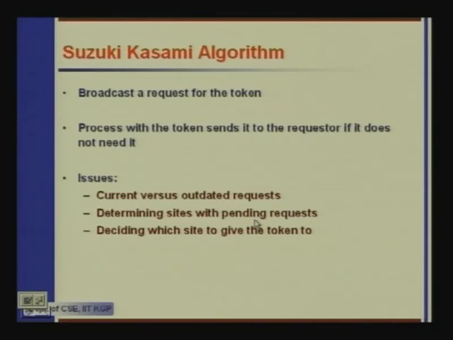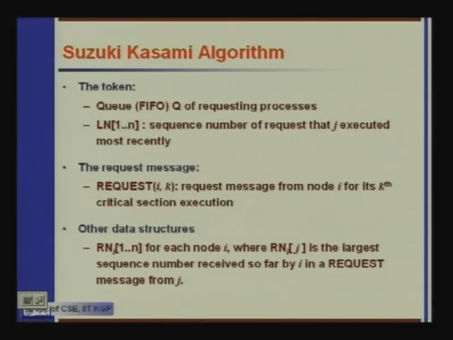Determining sites with pending requests. So, the next issue is to find out when requests are pending and deciding which site to give the token to. Okay. These are the three issues that the algorithm has to deal with. Right. First, the data structure. The token is a data structure which contains two things. One is a queue, a FIFO queue of requesting processes. So, the token has a queue of requesting processes. Wherever the token traverses, it carries that queue with it.